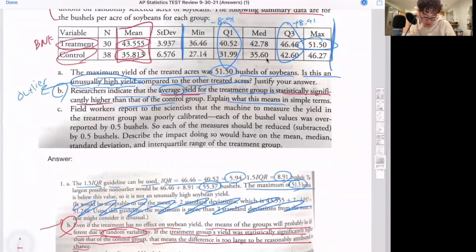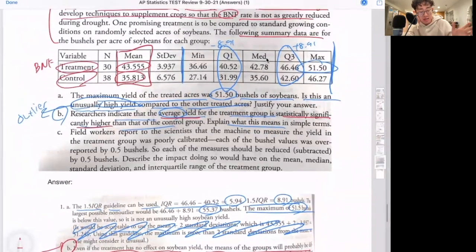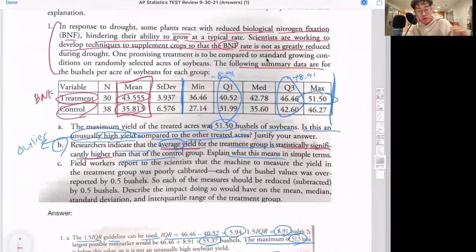Okay, so if I was grading this, I'm not looking for something that looks like B. I really have no idea why they would phrase it in such a manner. I would simply say that for the mean values of the treatment group and the control group, there is a significant difference between the two. I mean, 43 to 35, that's a difference of 8. So there's significant reason to say that, hey, applying the BNF treatment to the soybeans just helps them grow. Or it hinders their ability to grow at a typical rate. So that's basically what it is.